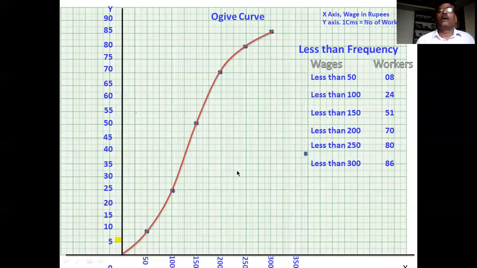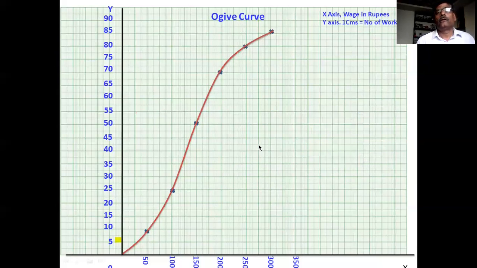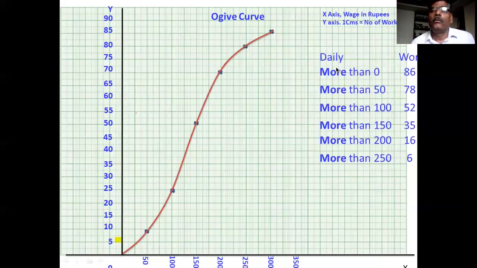Then you draw the more than ogive. I'll take the values of more than daily workers' wages. More than 0, 86 workers. 86 workers earning more than 0 means it may be 10, 20, 30, 40, like that. And 86 is to be marked at 0. X value 0, Y value 86 comes here.